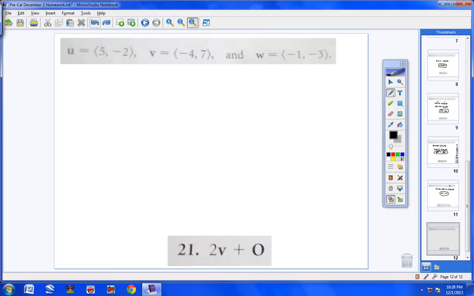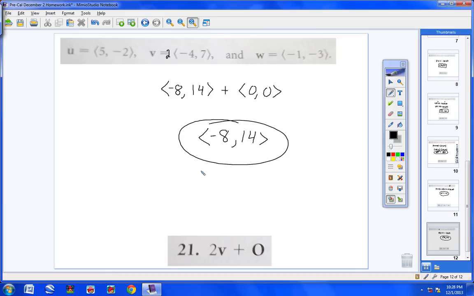With that in mind, let's go ahead and first of all notice we have 2v. Well, I'm going to go ahead and just multiply the 2 through v right now. If I do that correctly, 2 times negative 4 is negative 8, and 2 times 7 is 14. Okay? And then plus, well, what's the zero vector? Well, it's 0, 0. So obviously if you add those together, you're going to get negative 8 plus 0 is negative 8, and 14 plus 0 is 14. So there we go. It's number 21.